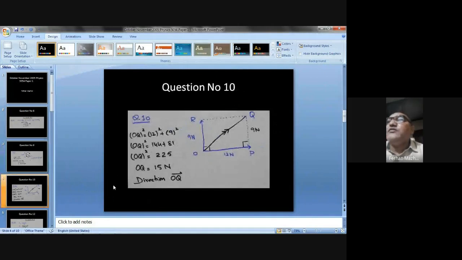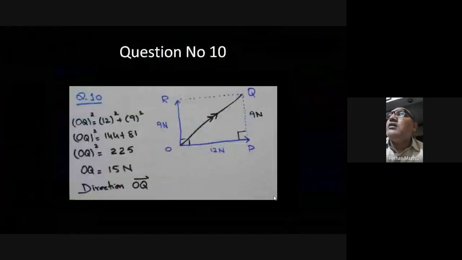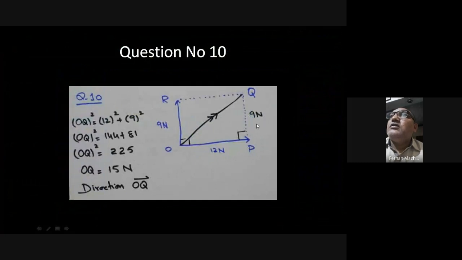So let me show you. Question number 10 is showing up on your screen. You see 9 Newton, 12 Newton, their tails are joined. I completed the parallelogram OPQR, and the resultant will be you join the point where the tails are joined with the opposite corner, and that will be this line.